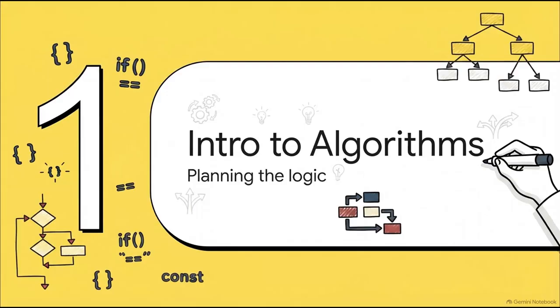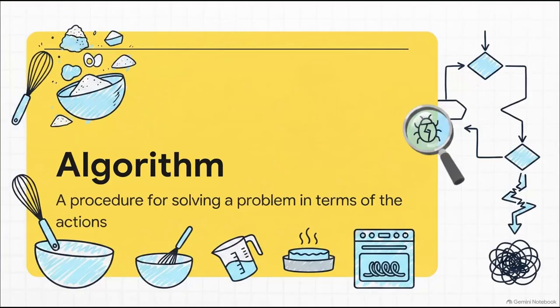Starting off with Section 1, Intro to Algorithms. Before you can write a single line of code, you need a rock-solid plan. And in computer science, that plan is called an algorithm. Think of it exactly like baking a cake. To solve a problem, you need to know what actions to take, your ingredients, and exactly what order to take them in.